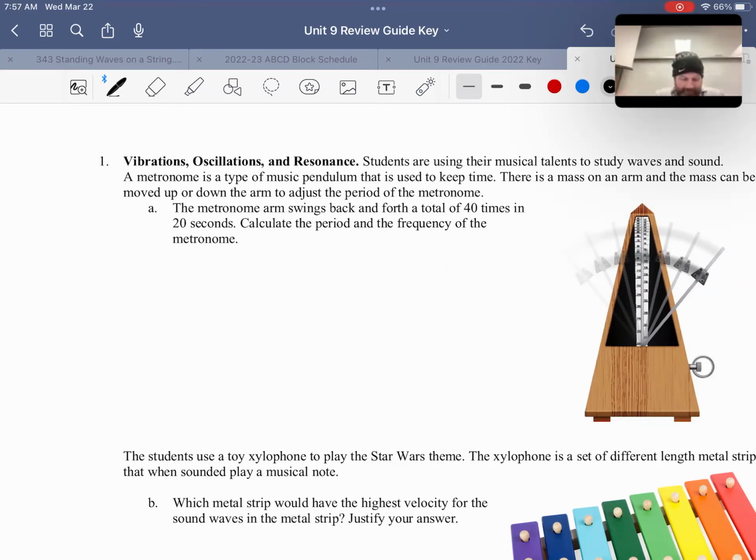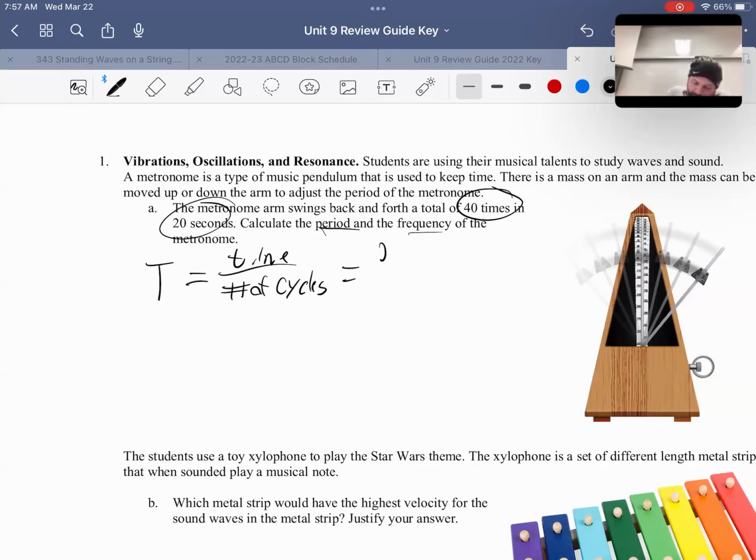Anyway, sheet one, this conceptual piece of things. We've got a metronome, something that bounces back and forth constantly, a simple harmonic motion. And so we know that it bounces 40 times in 20 seconds. We want to calculate both the period and the frequency here. So the period is going to be equal to the time divided by the number of cycles. And so that's just going to be 20 seconds divided by 40 cycles. And so that's 0.5 seconds per cycle.